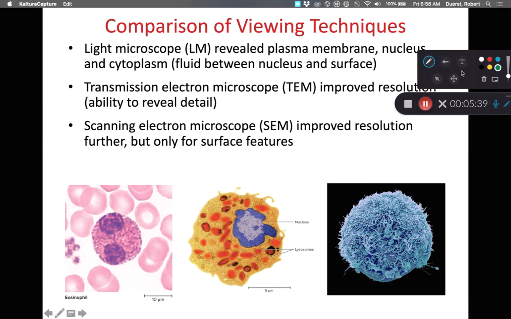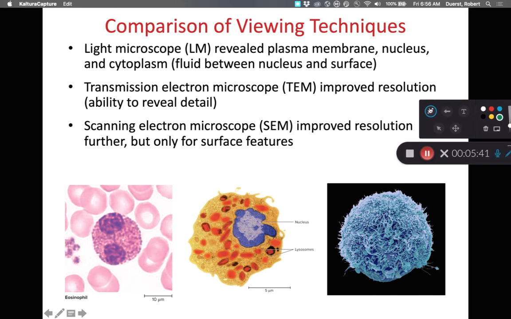As we look at cells, one of the things we need to do is to study them under a microscope. When we think of light microscopy, and I have some light microscopy shown right here, light microscopy does a great job of showing the plasma membrane, nucleus, and cytoplasm. So it shows big structures within the cells, particularly the nucleus, which is a very large structure that we can easily see. We in this class spend a lot of time focusing on light microscopy.